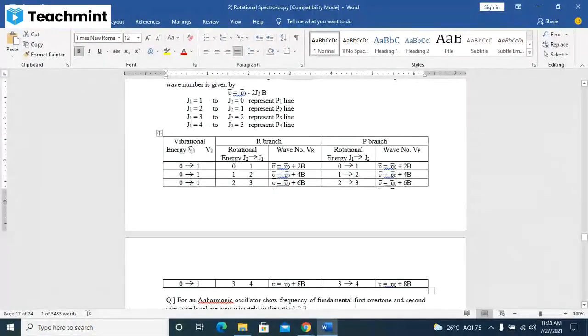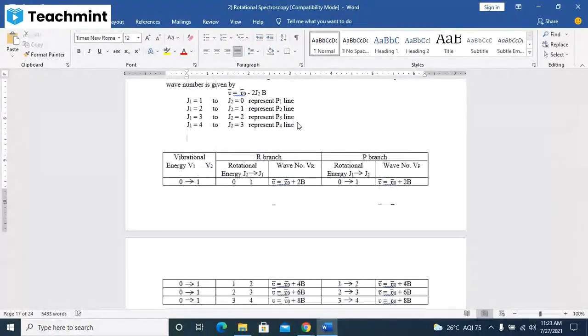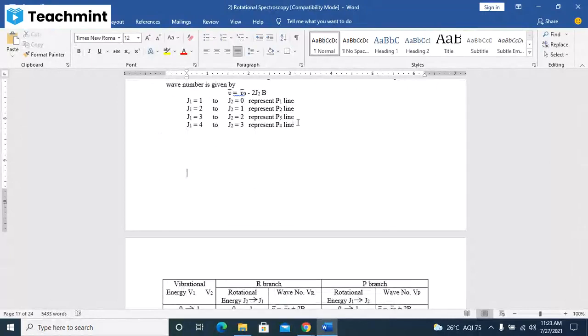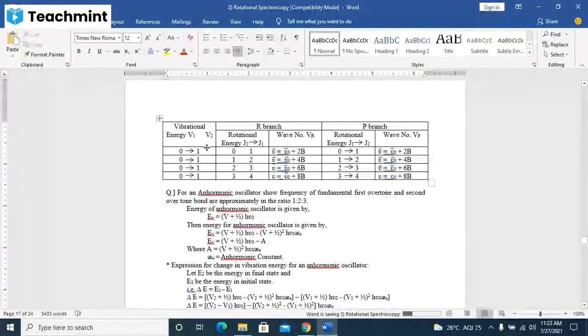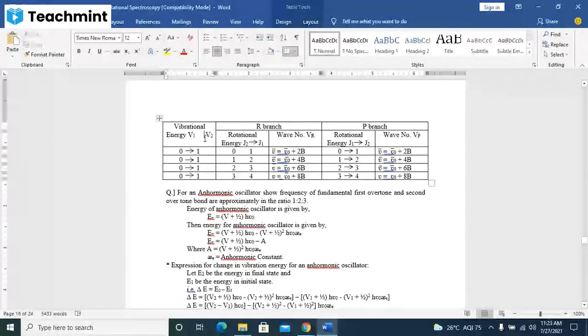See, the vibrational energy level goes from V1 to V2, it is only one level. Here the rotational level varies: 0 to 1, 1 to 2, 2 to 3, 3 to 4. You can see this; this is the major difference between these things. What you observe here: the vibrational energy level is only one. Every vibration is related with rotation. In every vibration, there is rotation.